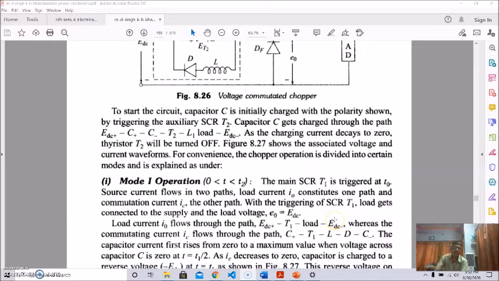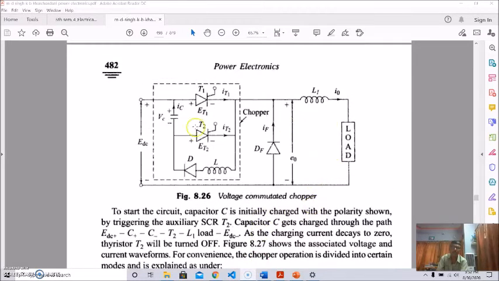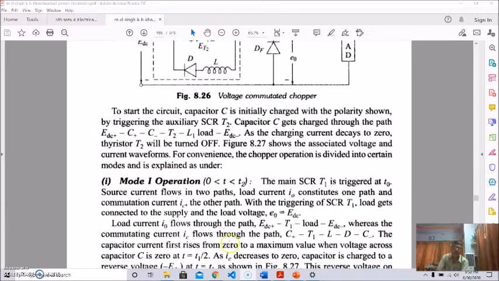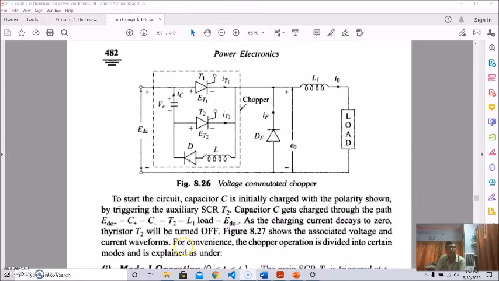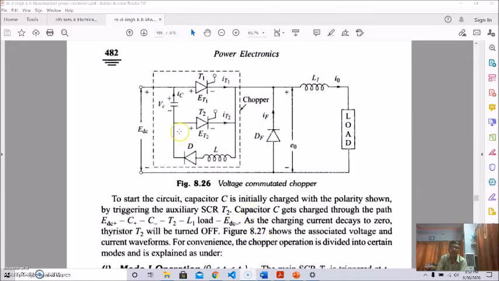At the triggering of thyristor T1, the load gets connected to the supply, and the load voltage E0 is equal to EDC. When it is connected, it's a switch on. Clear? Load current I0 flows through the path EDC plus, then T1, load, then EDC minus. Whereas the commutating current IC flows through the path like this.